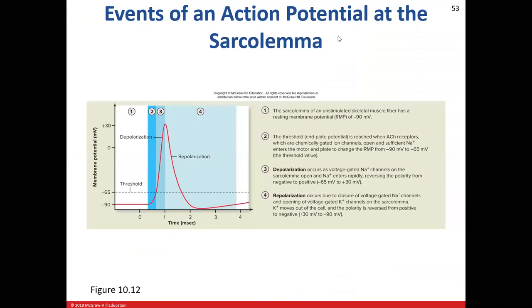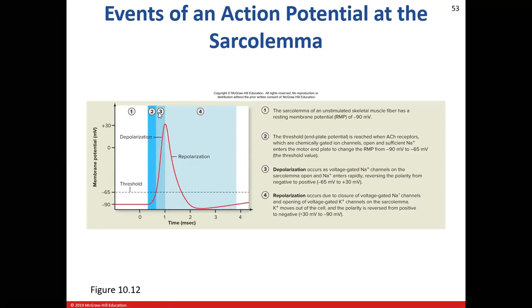So again, here are the events of an action potential at the sarcolemma. We have our resting membrane potential, again, is minus 70. Our threshold is minus 55. We have depolarization, in this case at the end plate, and so we call it an end plate potential. If it reaches our threshold, we basically call this then an action potential. And again, an action potential is an all or none event. So we're moving it from minus 55 and it's going to spike all the way up to positive 30. It's at this point then we begin repolarization and we start to change the charge.